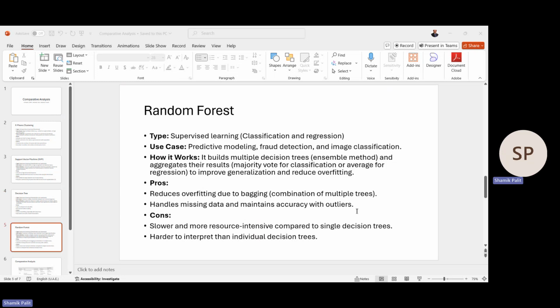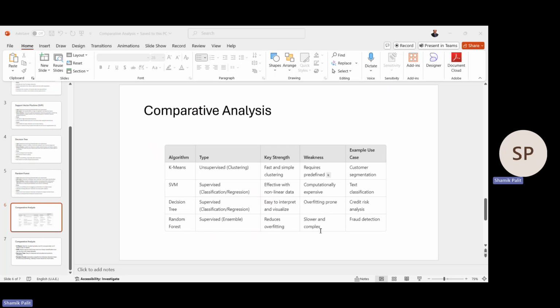And this is very easy to interpret and visualize also, but it's more prone to overfitting at the same point of time. And lastly, we have gone through the random forest, which is a supervised learning strategy, again used for fraud detection, image classification. And this completely depends on making decision trees and aggregating the results, where we can solve classification as well as regression problems. Generally, it helps us reduce overfitting, but it's a little bit slower at the same point of time.